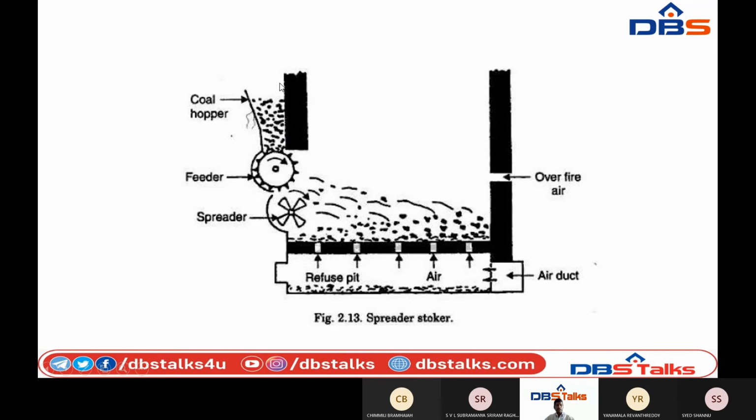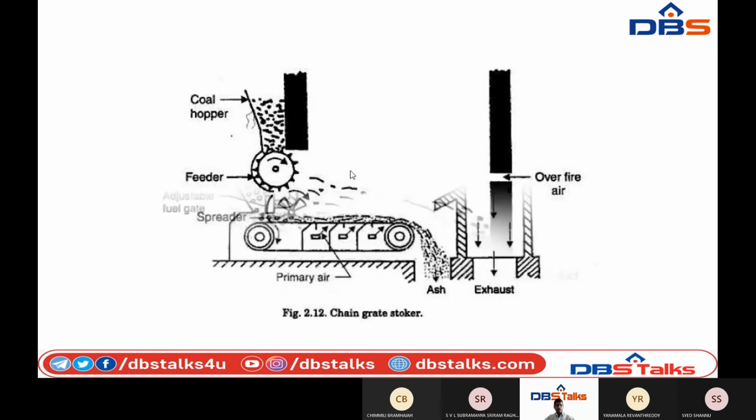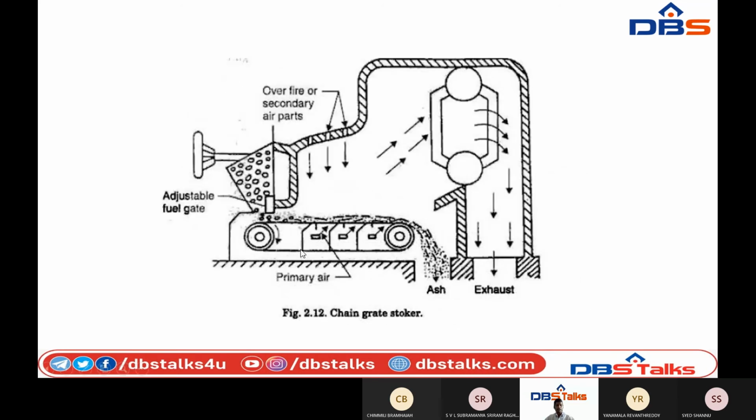What is the difference? In the chain grate, the air is admitted from the bottom of the grate. Then coal is supplied onto the grate, and by passing air through it, the coal is ignited. After that, combustion takes place. This is the chain grate stoker.